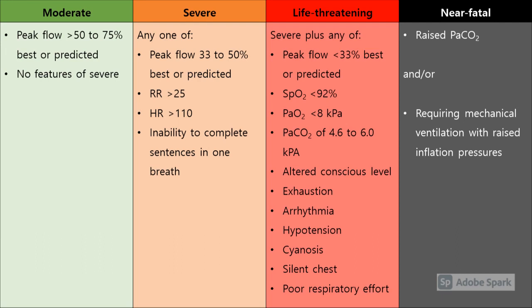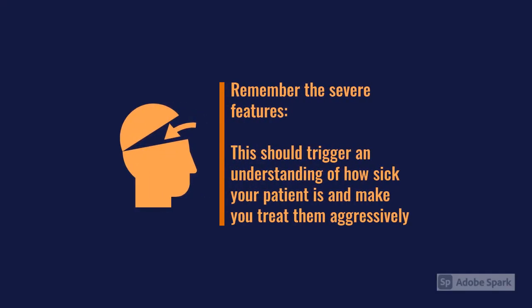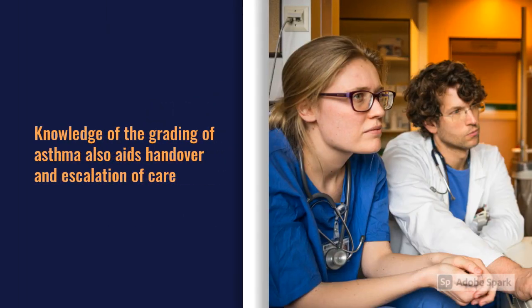I think remembering those severe features should just trigger in your head, this is an unwell patient that you need to be assessing and managing appropriately. Yeah, I think that's really important because it allows you to understand the severity from the get-go once you've got essentially your initial primary survey. But it's also really important when you're speaking to another clinician, when you're escalating that care. If you're able to put a severity to it, like severe, life-threatening, near fatal, then that gives the handover a little bit more urgency, and it's a universal language that's utilised between clinicians, and so it allows you to very quickly hand over the patient and why you're escalating that care.